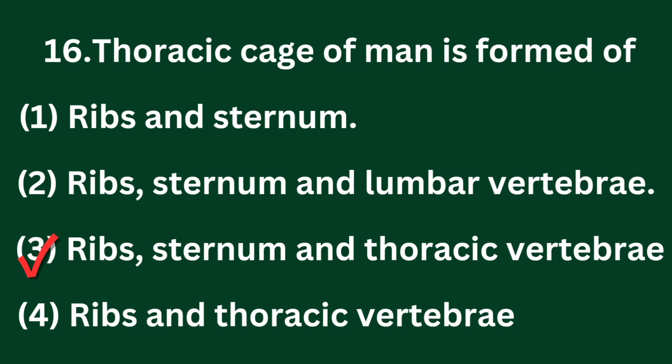Thoracic cage of man is formed of: 1. Ribs and sternum, 2. Ribs, sternum and lumbar vertebrae, 3. Ribs, sternum and thoracic vertebrae, 4. Ribs and thoracic vertebrae.